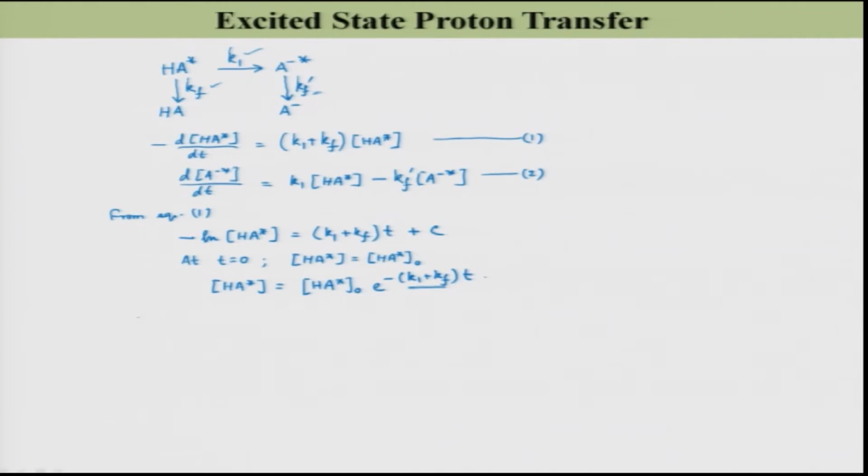Let me take equation 2, and write it as d[A minus star]/dt is equal to k1 HA star, and this HA star I will now replace with this expression. So, I will write HA star 0 e to the power minus k1 plus kf into t, minus kf prime A minus star, that is it.